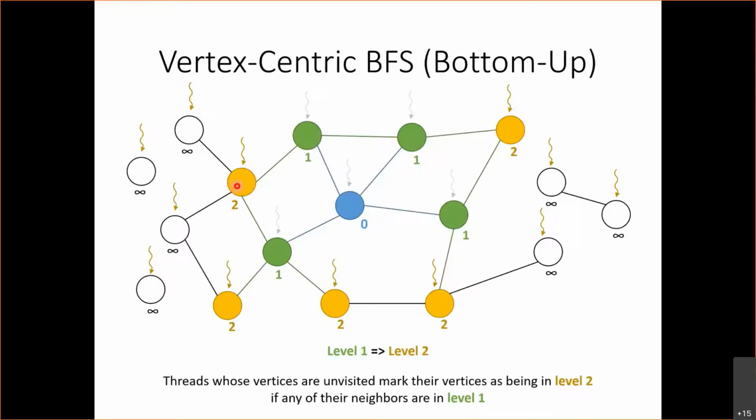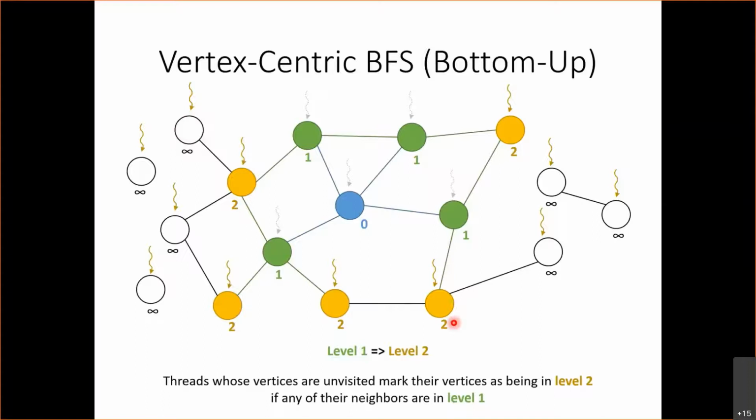But what you will notice here is that I have these other threads out here assigned to vertices that are not going to be in the current level. So these threads will actually loop over all of their neighbors, and they will find out that none of their neighbors are in the previous level. So they will not add the vertex they're responsible for to the current level, but they will have to loop over all of the neighbors. Is the bottom-up approach clear to everyone? Is it clear what every thread is doing? And is it clear how this is different from the top-down approach?